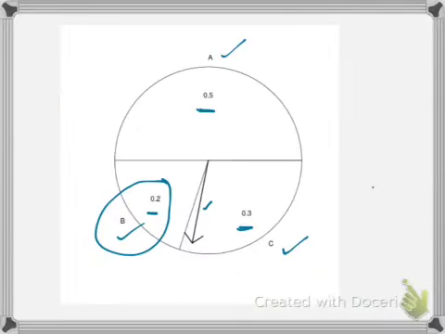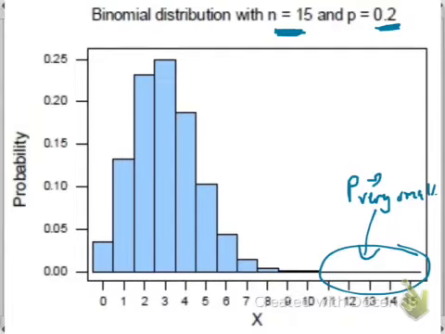In that situation with that sector B being so small, a probability of only 0.2, you'd expect if you spun 15 times, you're typically going to get 3 out of 15, or 2 out of 15, or 4 out of 15 as your most likely ones. You can see they've got the highest probability there. So we call this graph positively skewed.